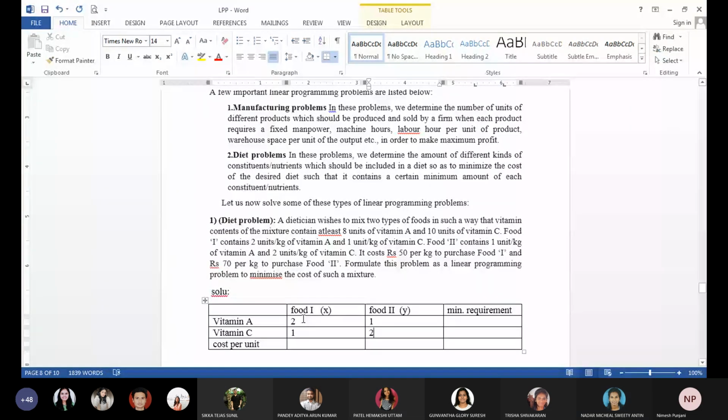What is the minimum requirement for vitamin A? 8. Vitamin C is 10. What is the cost per unit of food 1? 50. Cost per unit of food 2? 70. So this is the table.